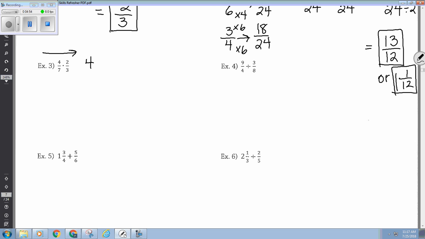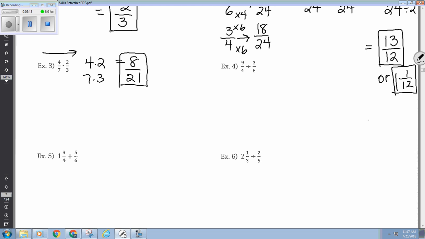So 4 times 2, which would give you 8. 7 times 3, which would give you 21. And in this case, there's nothing that divides into 8 or 21, so you're done. Problem's over. Dividing takes a little bit more work.